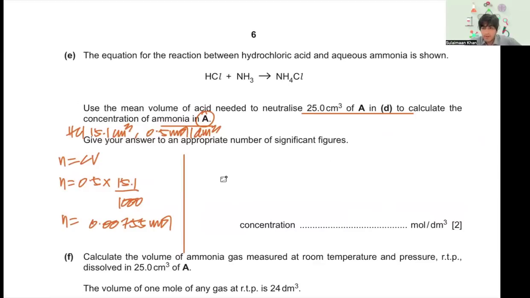Sir, why did you divide by 1,000? Don't worry, I'll tell you. 1 dm cube equals 1,000 cm cube. So if you have 15.1 cm cube, how much dm cube would it be? Cross multiply. X is equal to 15.1 divided by 1,000. That's how I got it.